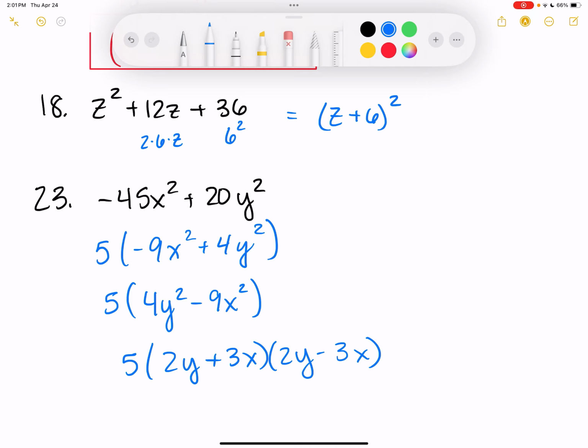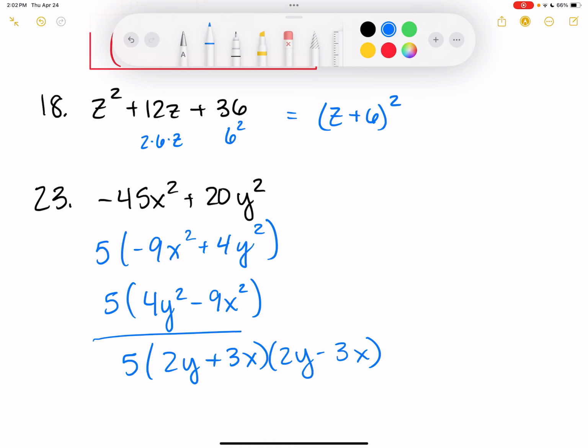Do we have an answer? 2y plus 3x and then 2y minus 3x. Do you agree? I'm not cooked. It's honestly a lot easier than I thought it would be.